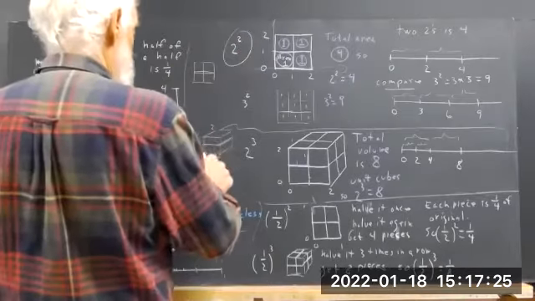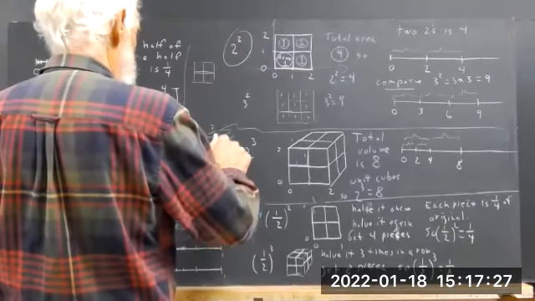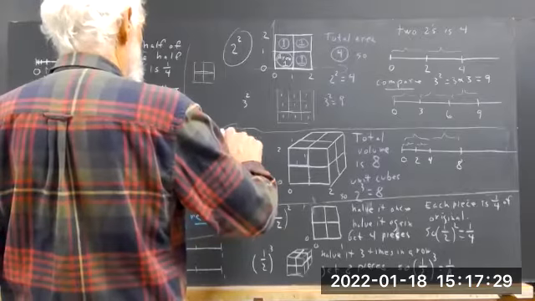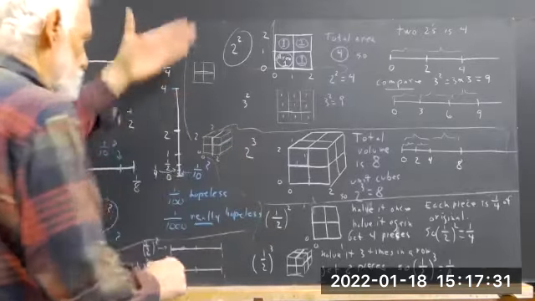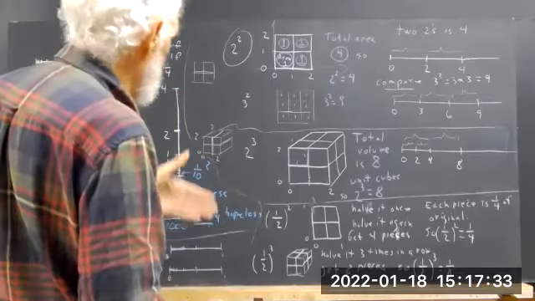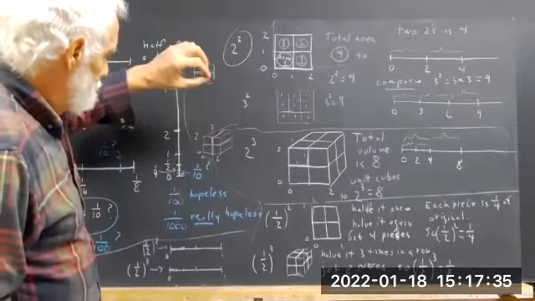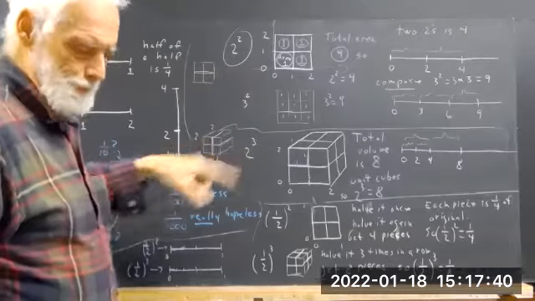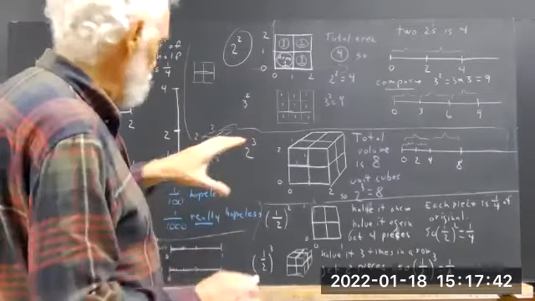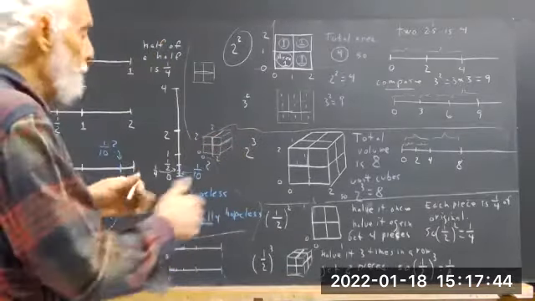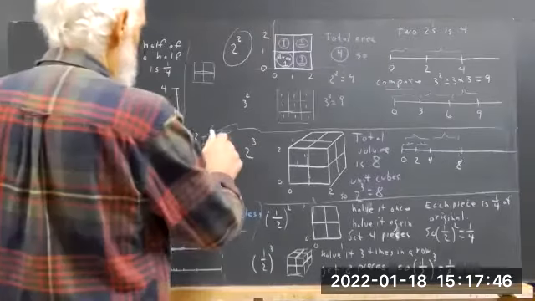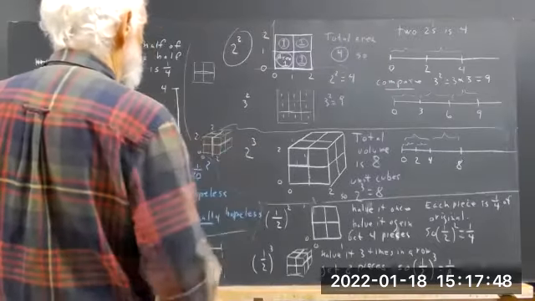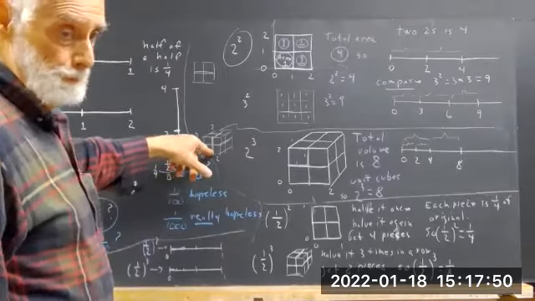Okay, I cut it in half again, slice it this way. Now I've got 4 kind of rectangular prisms, kind of like a bar. And if I cut it again, now I've got 8 little cubes.